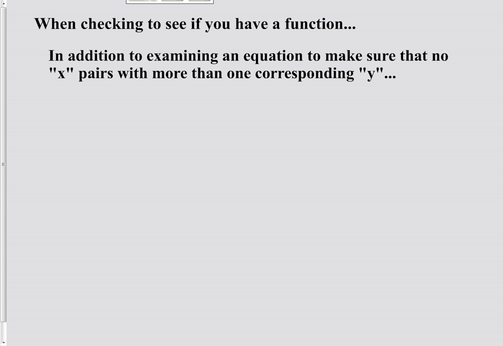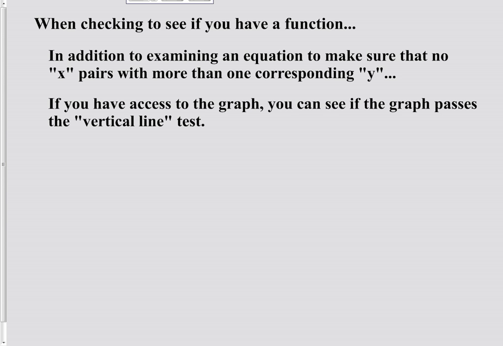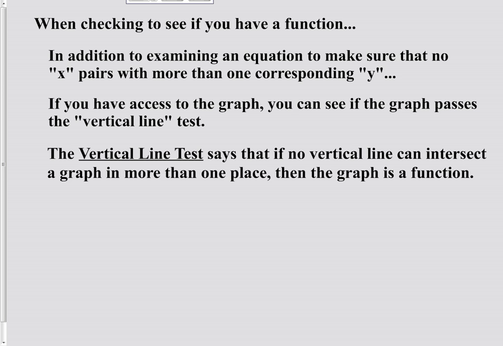So when you're checking to see if you have a function, well, the straightforward definition is that for every x that you have, you can only have one y. But if you do have a graph to go along with this equation or function, the vertical line test is a very easy way to go about testing for a function. The vertical line test basically says if there is no vertical line that can intersect a graph at more than one place, then the graph is in fact a function.